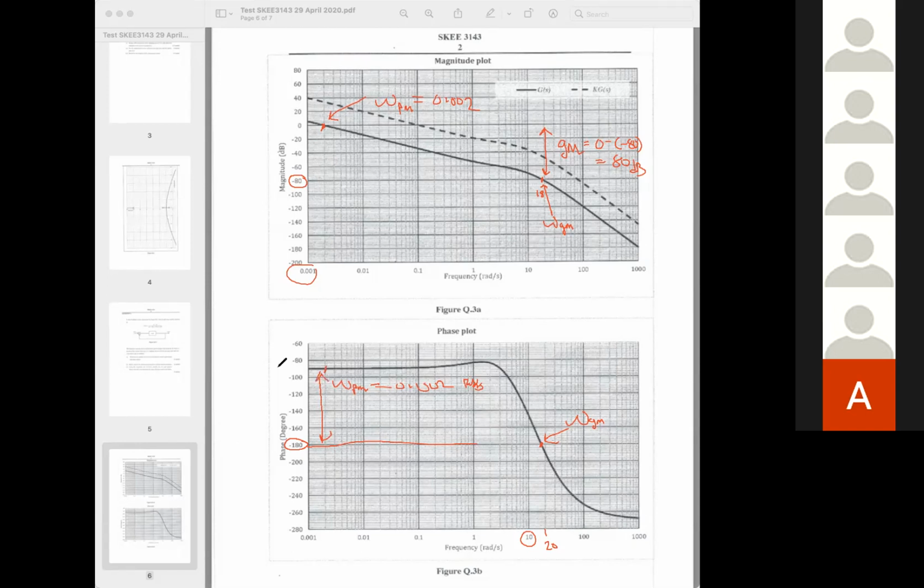So what is the value of phase here? Estimate, minus 90, more or less. Okay, so the phase margin is equal to minus 90 minus minus 180, which is equal to plus 90 degrees.